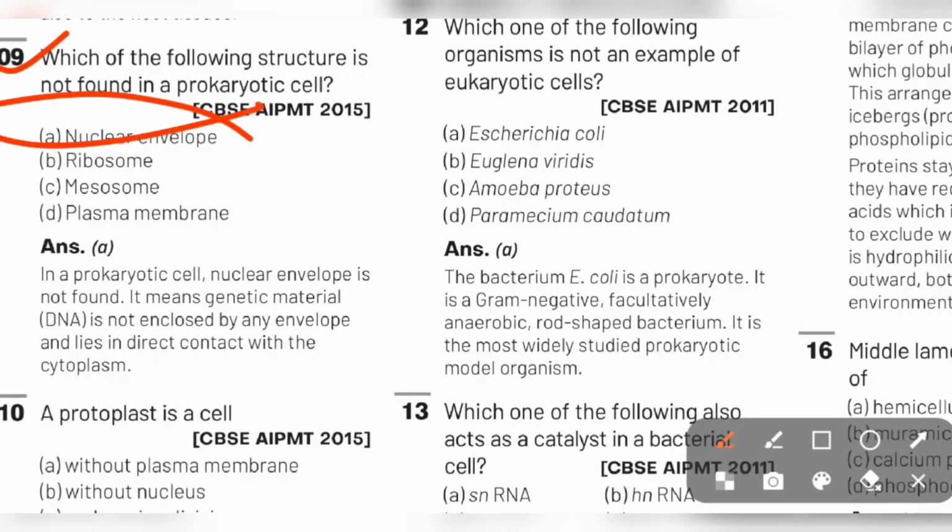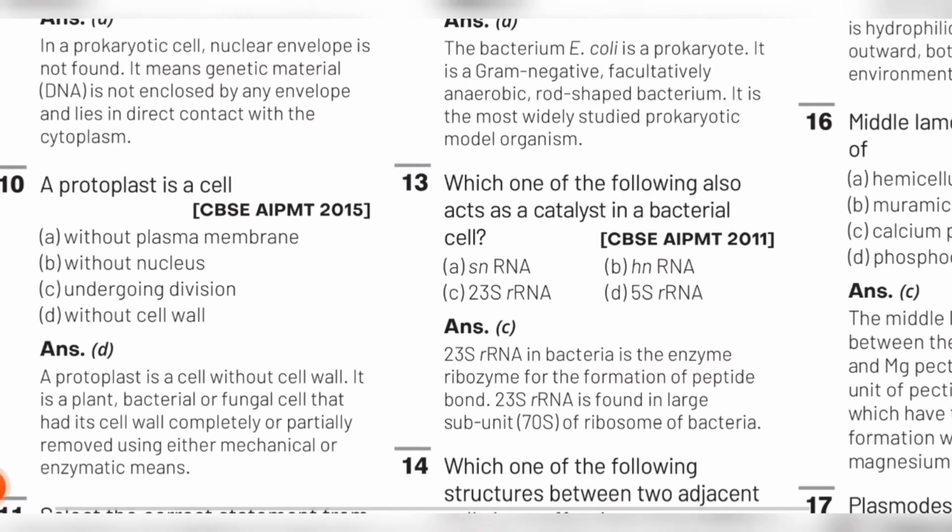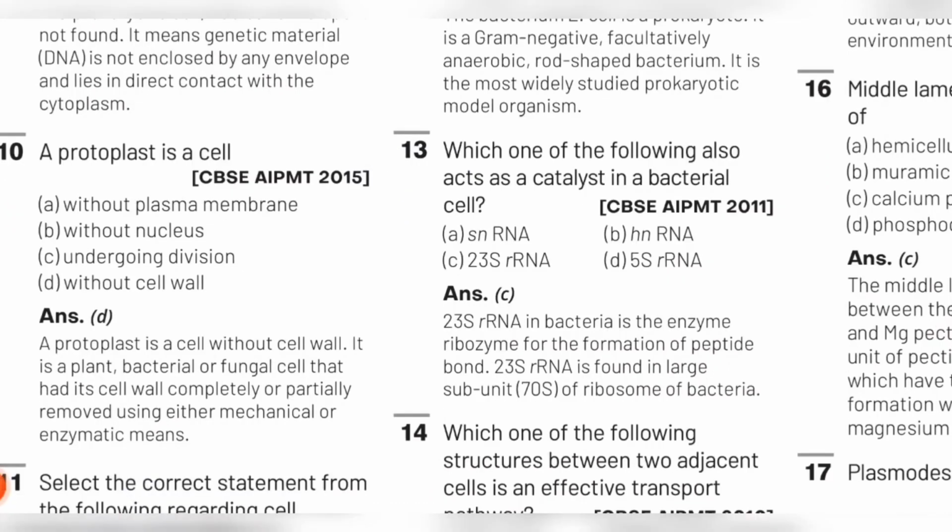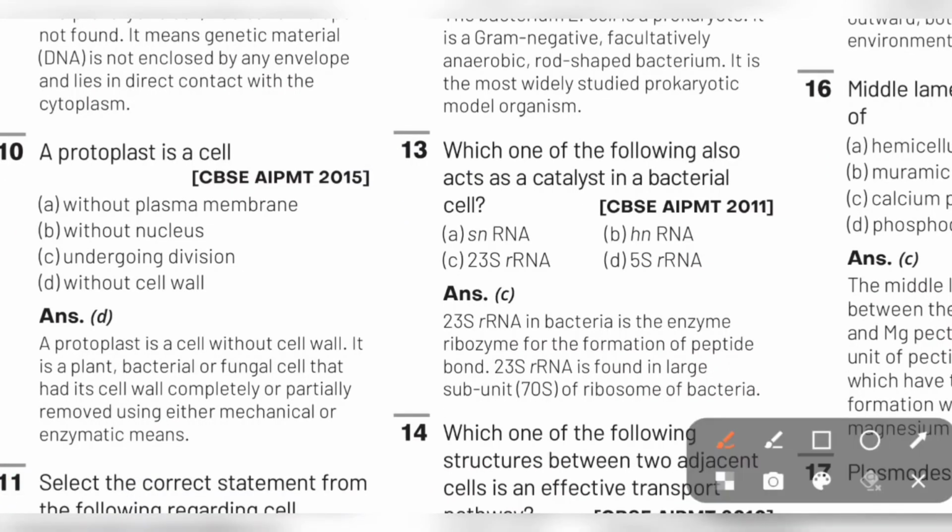Now a protoplast cell is a cell. Here we have the correct option, without cell wall. A protoplast is a cell without cell wall. It is a plant, bacterial or fungal cell that had its cell wall completely or partially removed using either mechanical or enzymatic means. ठीक है. Now we have question number 11.